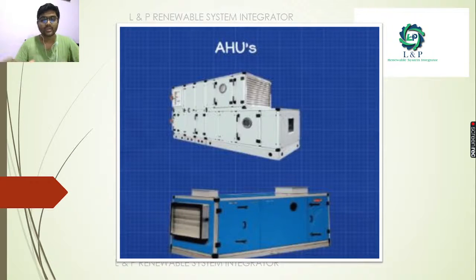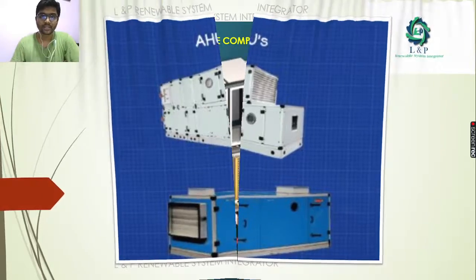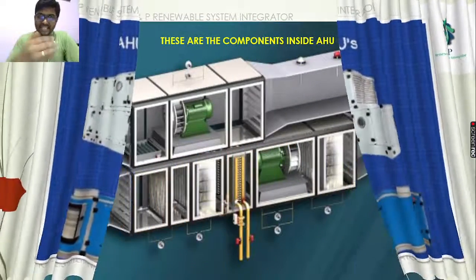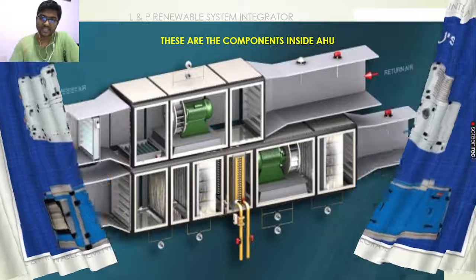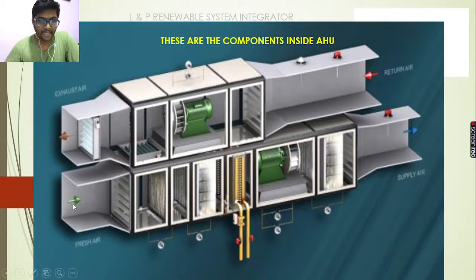So this is how the AHUs will look. Most probably in the GCCs and in the malls we can see these AHUs. This is how the AHUs will look. Now let's get inside the AHU. What are the things which are inside? If you see, it has a supply part and it has a return part.